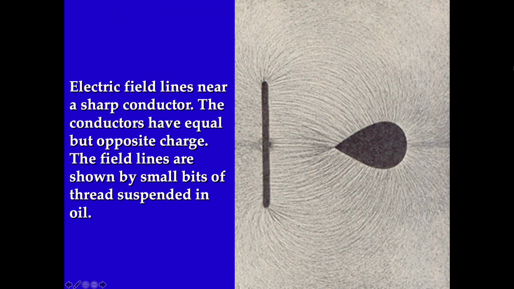Let me show you another example. Two conductors, again in oil with threads. Look at where the field lines are most dense. They're most dense near the sharpest point. And that's because the charges at the sharpest point have a hard time moving around, so they get bunched up there.